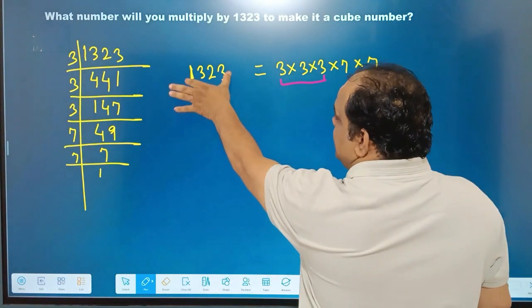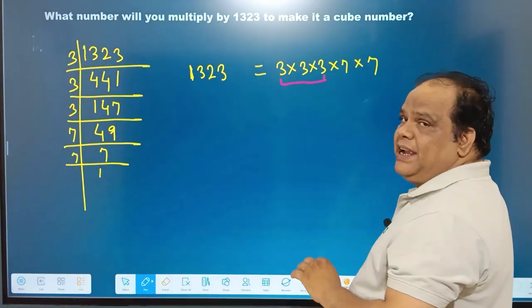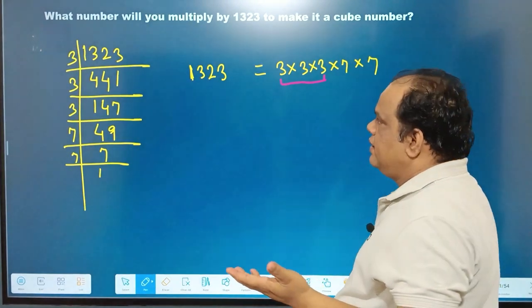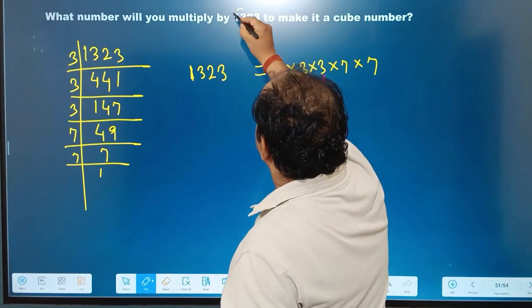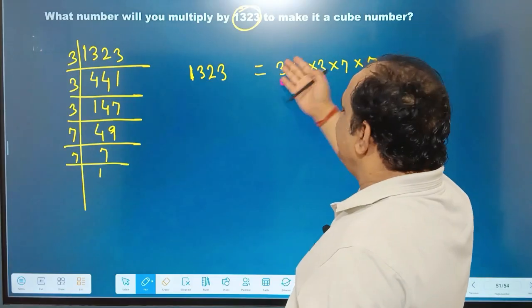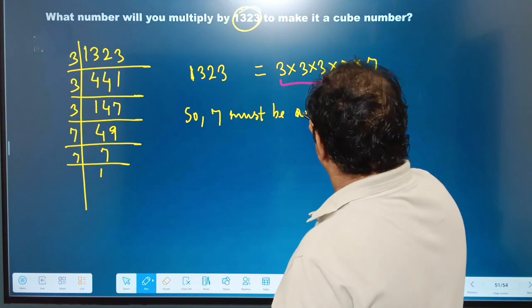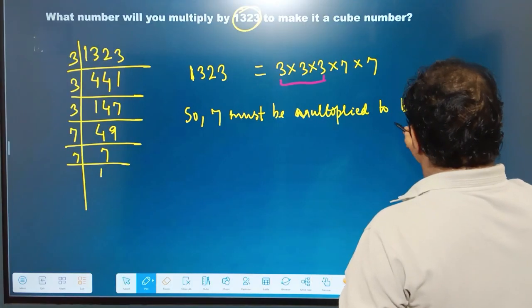To become a perfect cube, we have to have one more 7. One triplet, right? Then only we can have the perfect cube, right? So this is what I'm asking. This number is multiplied by what, so that the resulting number becomes a cube number? So 7 must be multiplied to become a cube number.